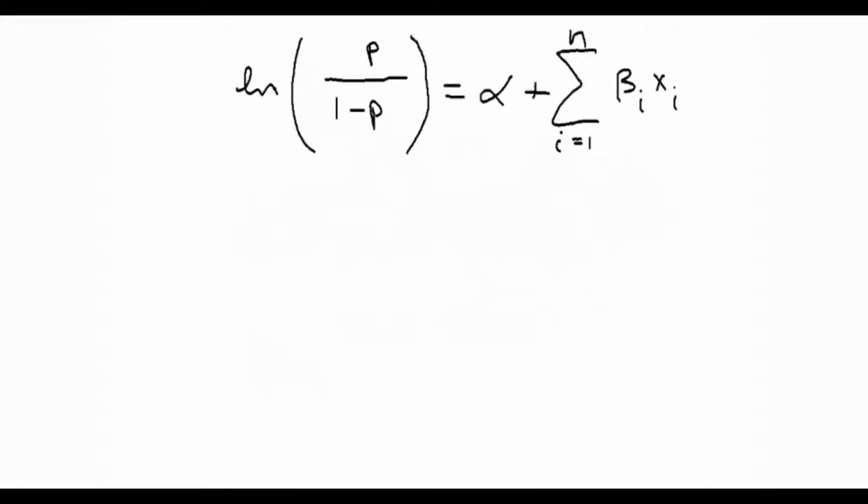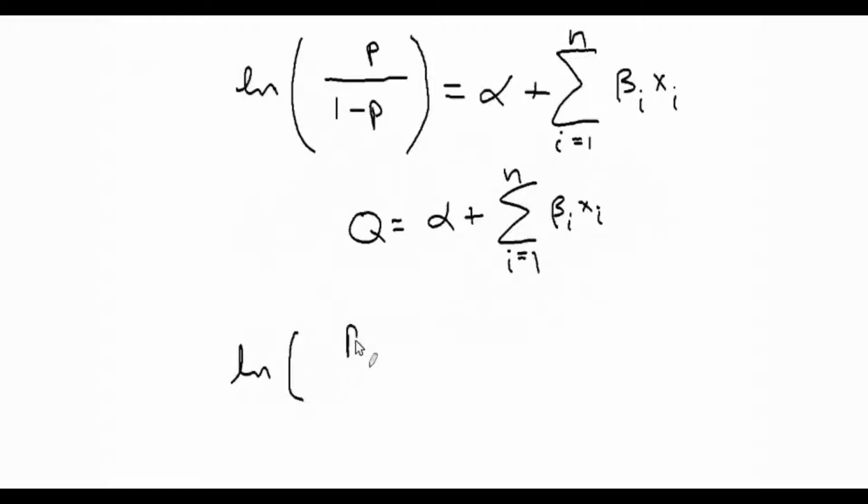So here's the logistic regression model that we want to begin with. And to make our notation simpler, so I have to do less writing, let me just define some variable, I'll call it Q, to be the right-hand side. It's alpha plus the sum from i equals 1 to n of beta sub i, x sub i. Okay, so then this logistic regression model will be the natural log of P over 1 minus P is equal to Q.